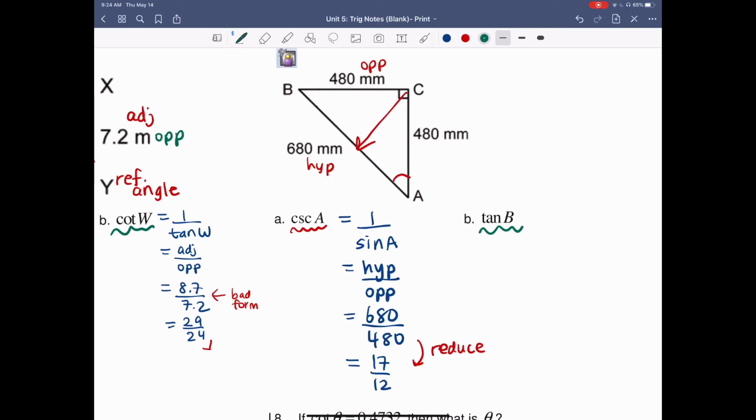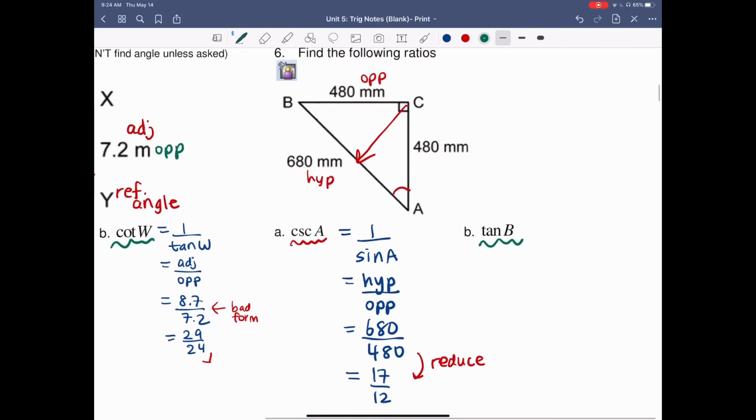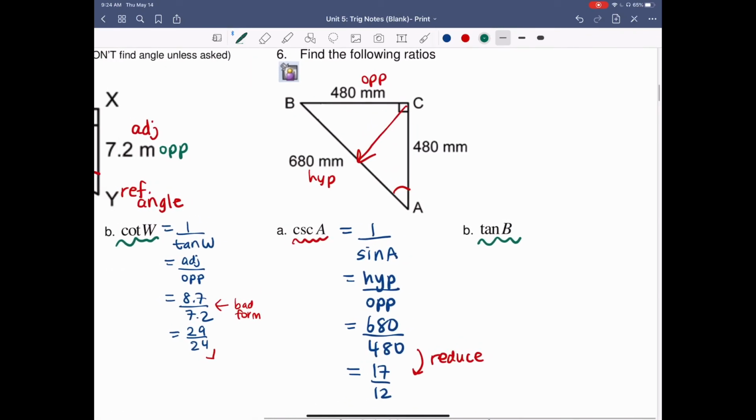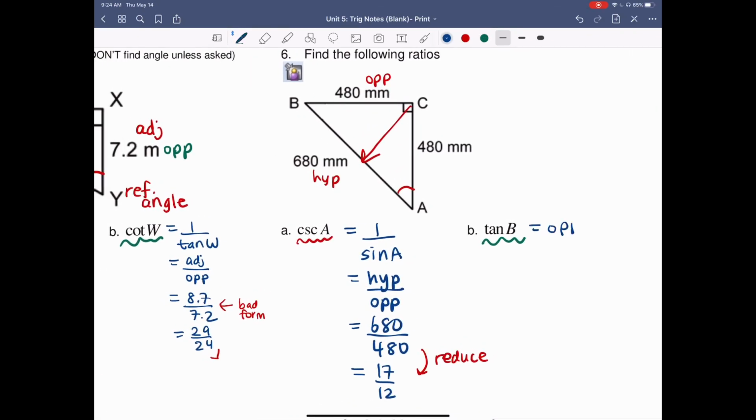For question B of question 6, tan B, if you're dealing with tan, that means you're dealing with opposite over adjacent. So with my green pen this time, I'm going to put my reference angle at B. I'm only going to label opposite and adjacent, so I'm not going to label the hypotenuse. The 480 is opposite, and the 480 is adjacent. Meanwhile, if I plug in 480 divided by 480, it's the same number, and any number divided by itself is equal to 1.